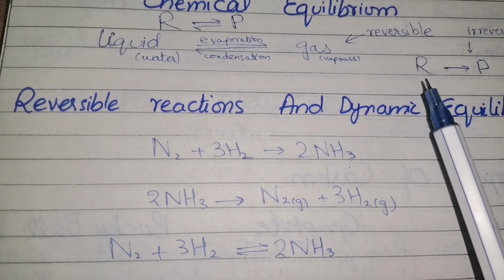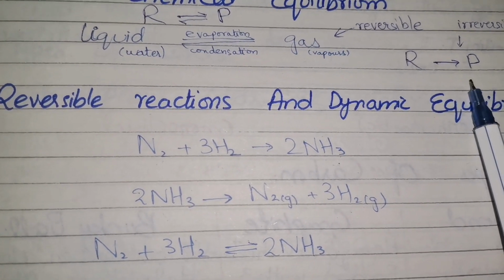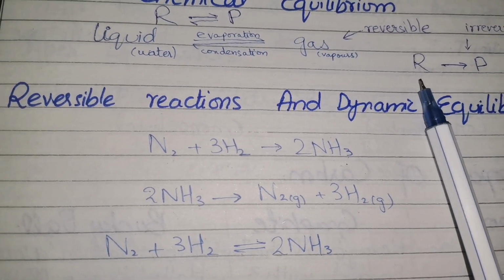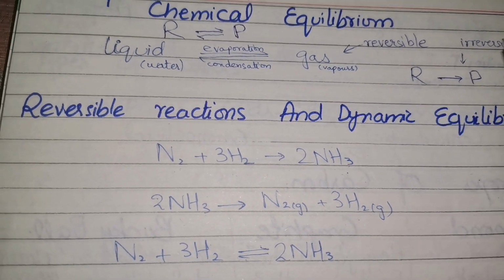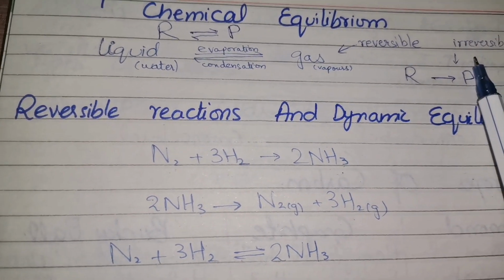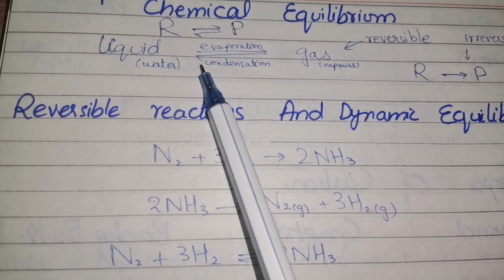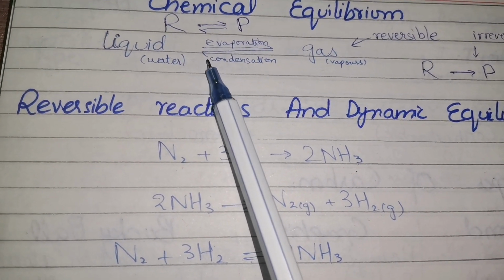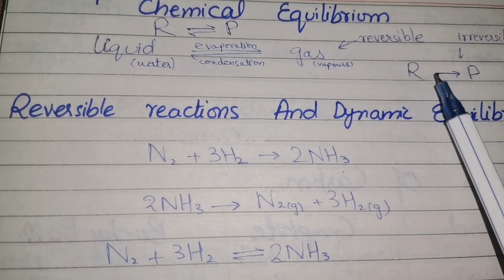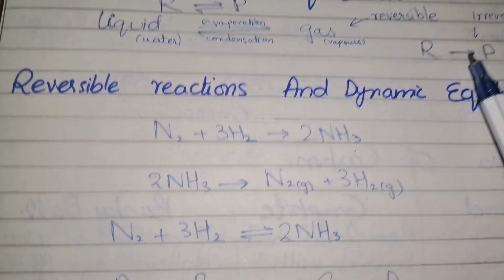And a reaction where the reactant is converting into product but the product is not converting back into reactant is known as irreversible reaction. The arrows are showing here that there is forward as well as backward or reverse reaction. Here only forward reaction is taking place.